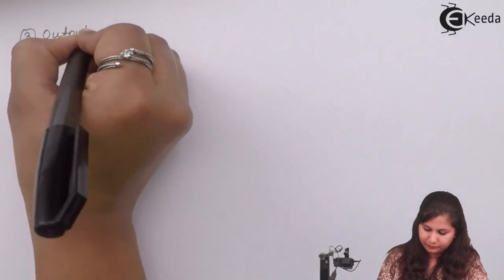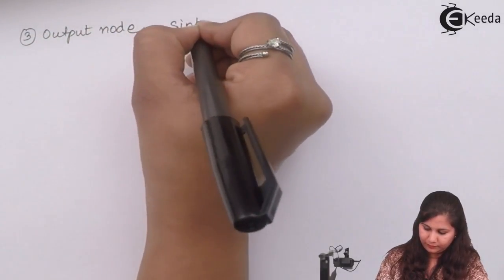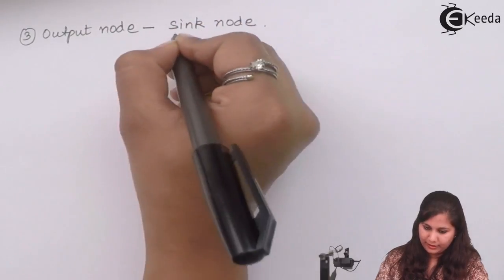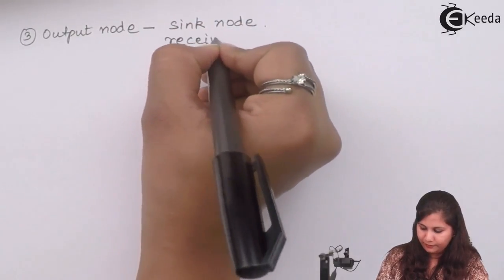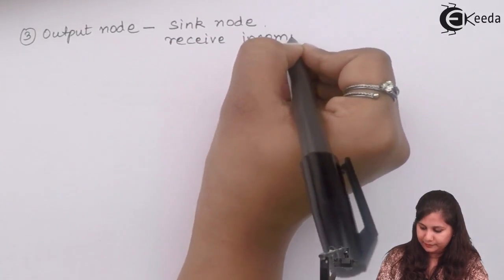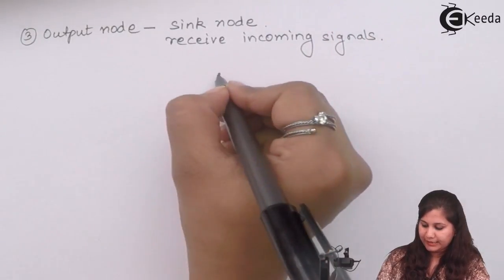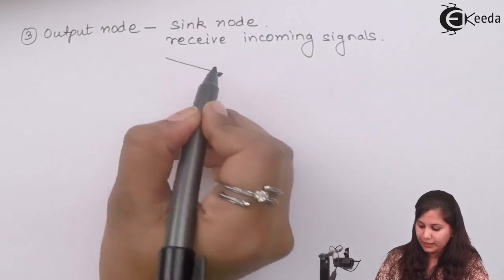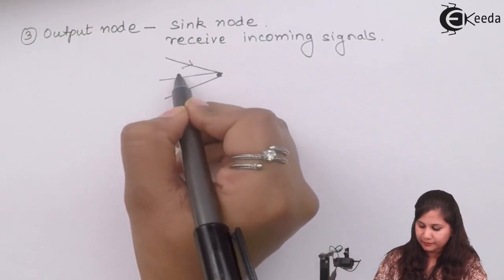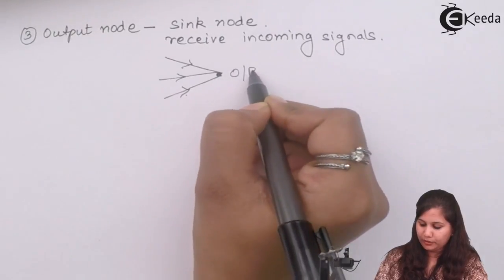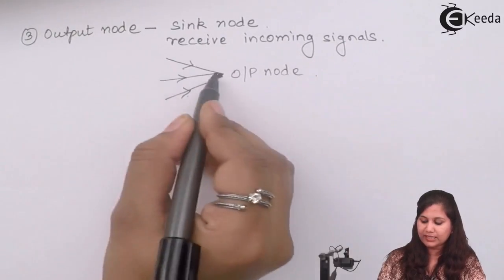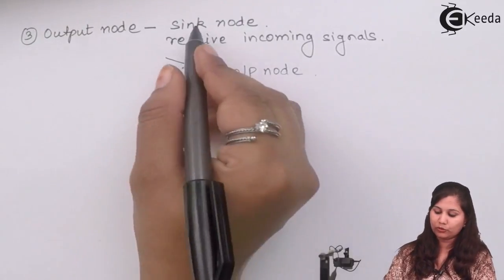Then we have the output node. The output node will have all the incoming branches towards it. It is also known as the sink node, and it receives incoming signals. If we take an example, if this is a node, then all the branches will be towards it. So this will be an output node. It is receiving incoming signals or branches, also known as the sink node.